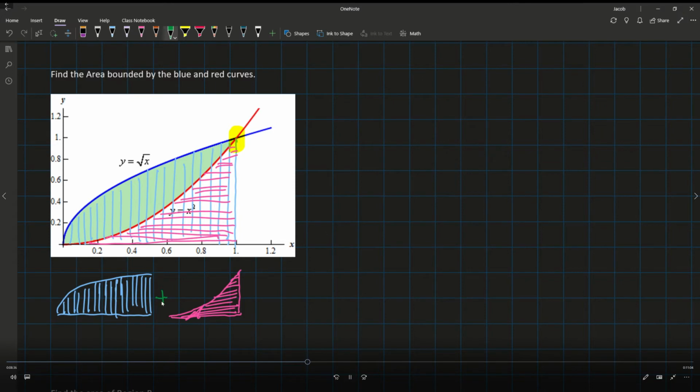We wouldn't add them together. We would actually subtract them, because if I were to take the blue one and cut out the bottom of that piece, the bottom would represent the pink area. We would result in the green area. So essentially what we're doing is we're taking the integral of radical x and subtracting from it the integral of x squared.